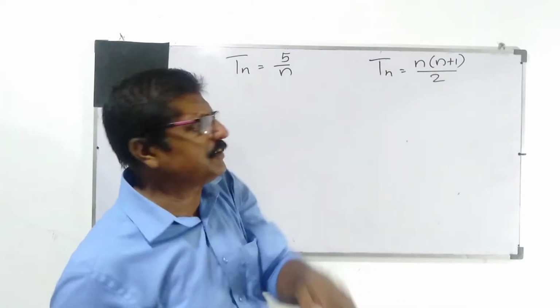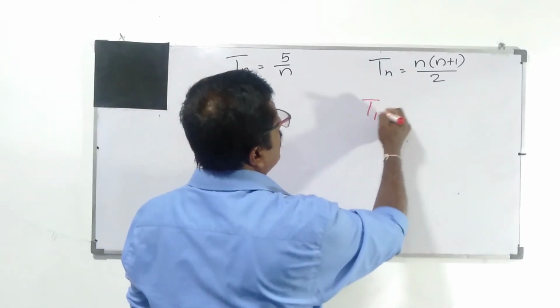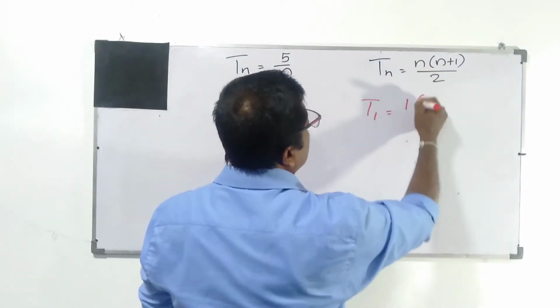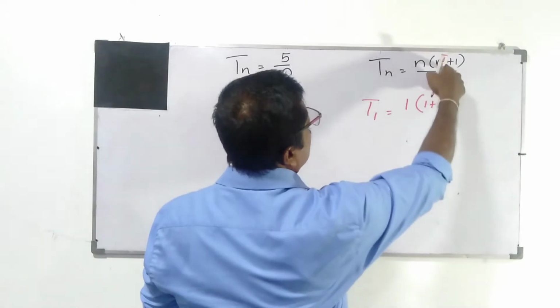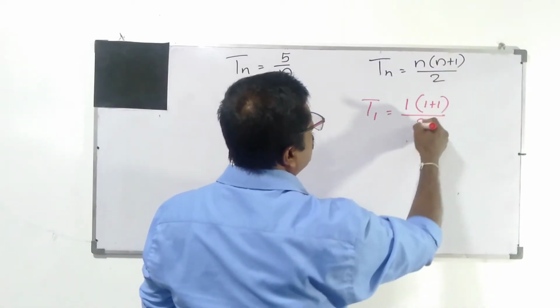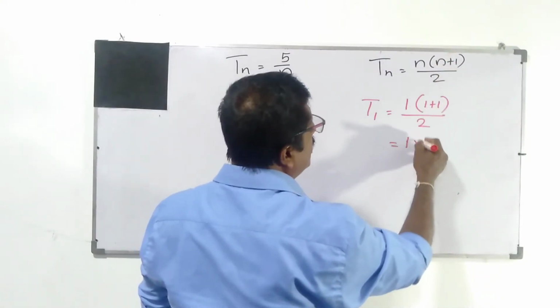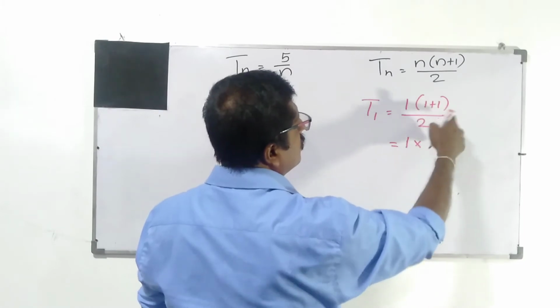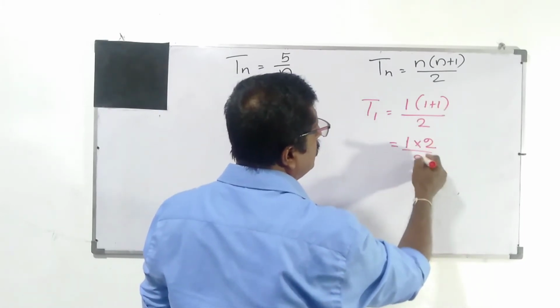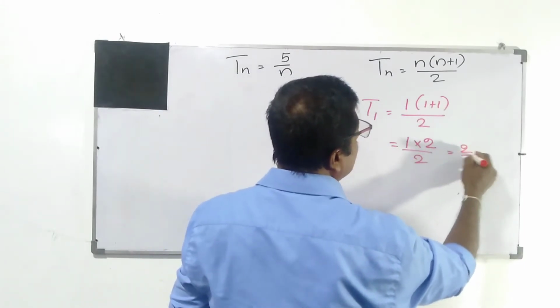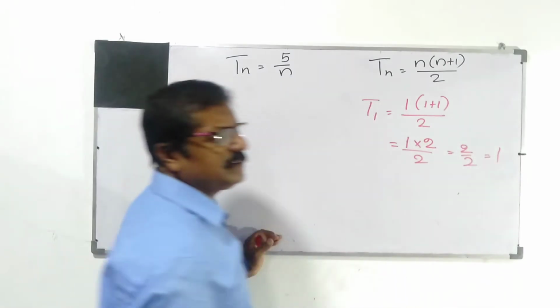Now let's find the first term. T1 equals 1 times (1 plus 1) divided by 2. In the place of n you are putting 1. Now solve the bracket. 2 divided by 2 equals 1. That is the first term of this pattern.